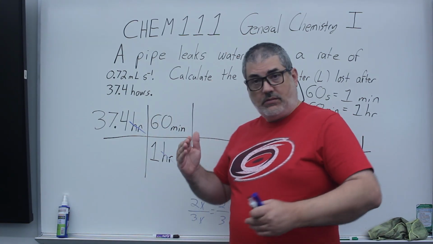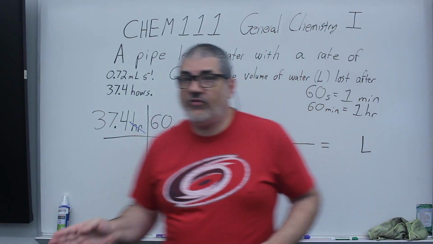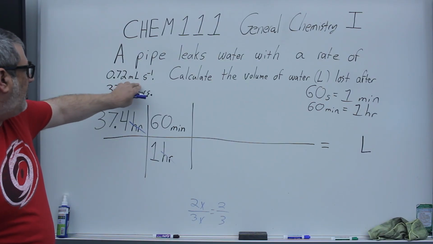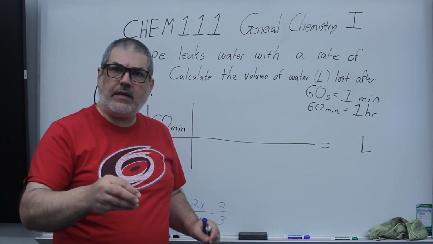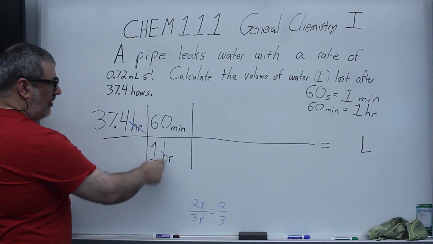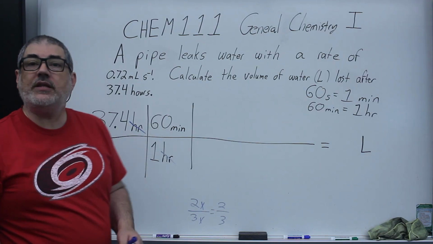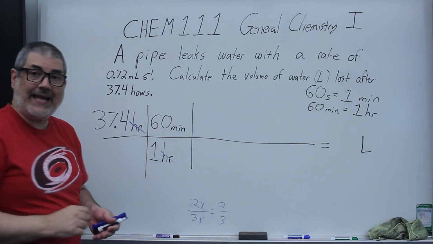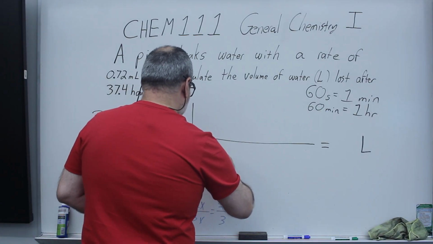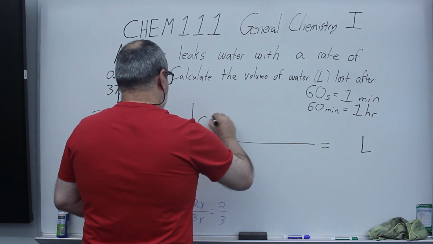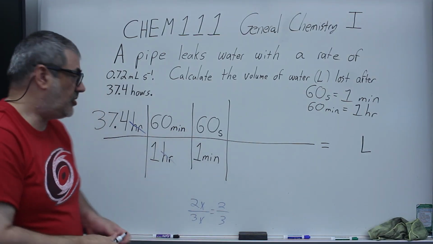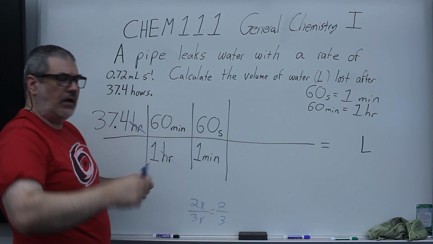We can't stick with hours because, again, we're trying to get to liters, we're trying to get to volume, but we can't use our rate of the leak because it's in seconds. Hours divided by hours, so now they cancel. Now we're in the unit of minutes. Well, again, we're trying to get to seconds, so what do we do? Well, we go 1 minute is 60 seconds. Okay.